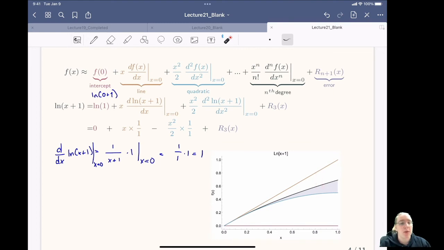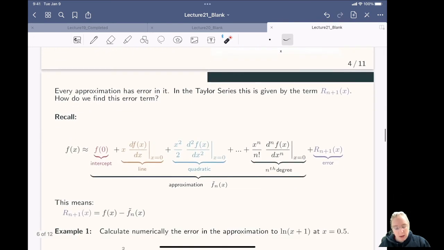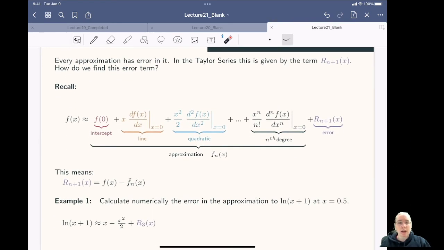We're doing a better job at getting at that black curve, but we could do even better and add the second derivative times x squared over 2. This is this quadratic term, and then we have our purple error. So we get better and better approximations as we add more and more terms to our polynomial. All right, so every approximation has error in it, this purple term. In the Taylor series, this is given by this purple term here. How do we find this error term?